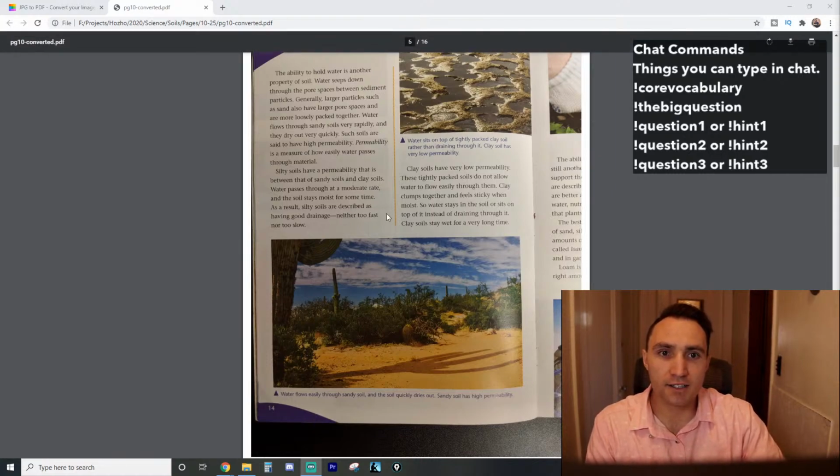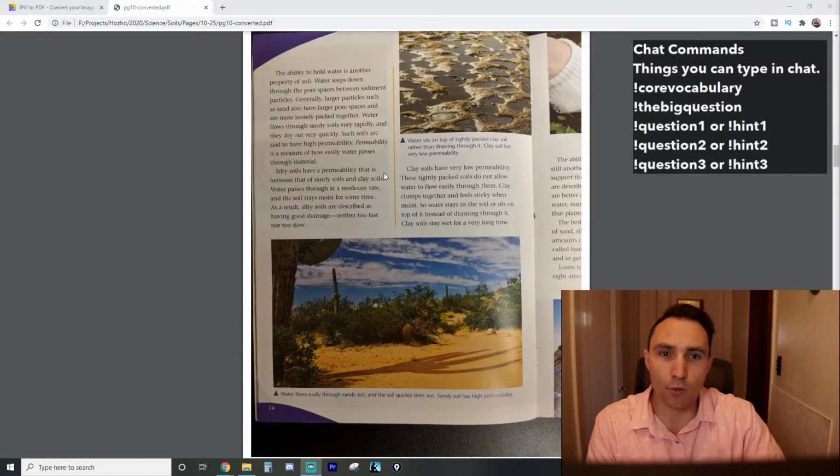So water seeps down through the pore spaces between sediment particles. Generally, larger particles such as sand also have larger pore spaces and are more loosely packed together. Water flows through sandy soils very rapidly, and they dry out very quickly. Such soils are said to have high permeability. You're going to be tested on this, all right? Permeability, so make sure you're paying attention. Permeability is a measure of how easily water passes through material, okay?